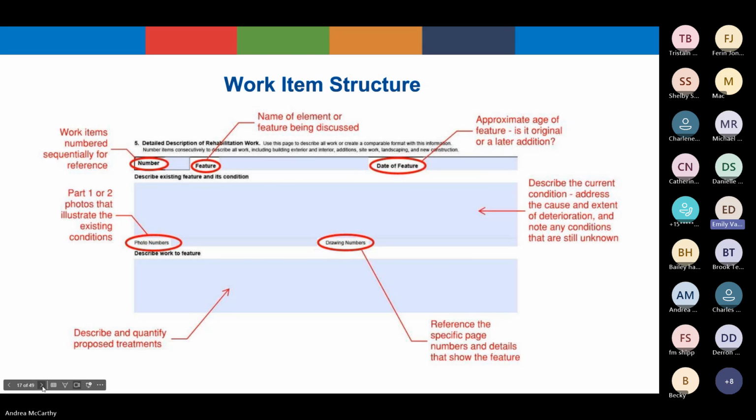The top box is for the description of the existing feature and its condition. A brief summary is usually sufficient. However, if there's any information that is relevant to the proposed scope of work that is not necessarily apparent from the Part 1 photographs, this should also be communicated. This could include the material of the feature, issues relating to its condition, or whether the feature has been previously altered. The Part 1 or 2 photographs that illustrate the existing conditions, as well as any related drawings, should be referenced. The reference drawing should include the specific pages and drawing or detail numbers that are relevant to the individual work item. The second box is for the description of the proposed work to the feature. We will discuss this section in more detail shortly.